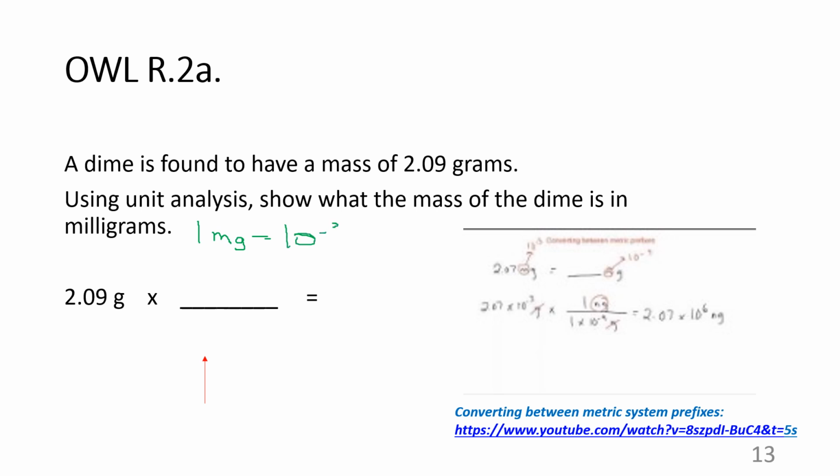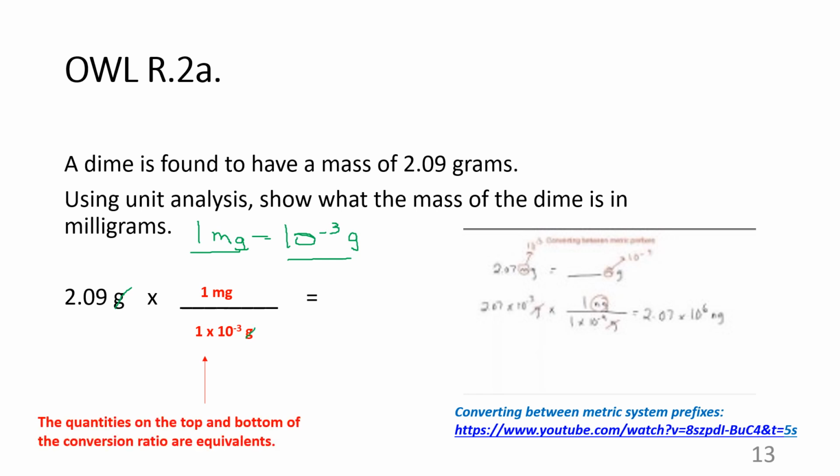Okay, and we are going to put the milligrams on the top because that's what we're trying to calculate, and we're going to put the grams on the bottom so that they can cancel out with the given grams. At that point, the quantities on the top and the bottom of the conversion ratio are equivalents. Our grams cancel out, we're left with milligrams, so now we can calculate the answer. And in the calculator, we'll put in 2.09 divided by 1 times 10 to the negative 3. And for the answer, we will get 2,090 milligrams.